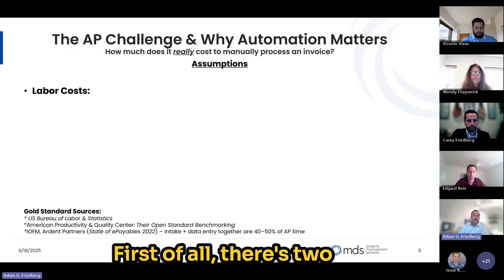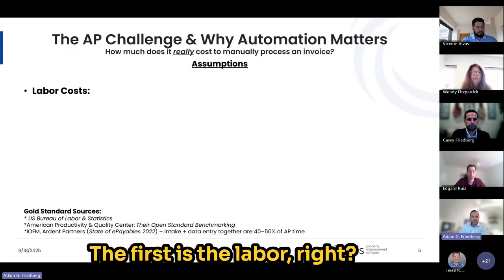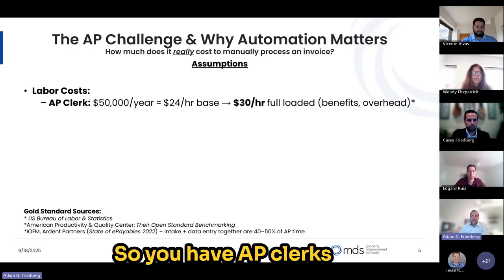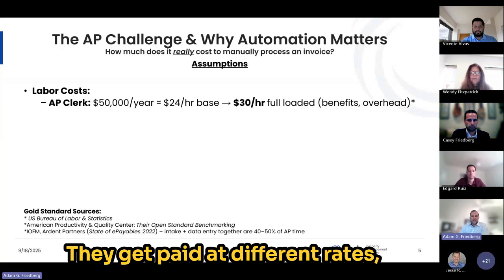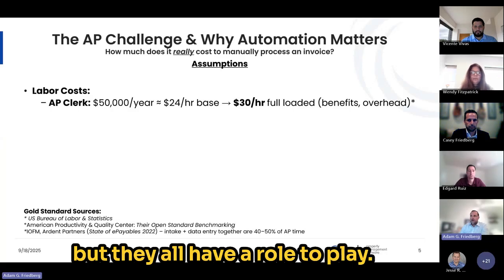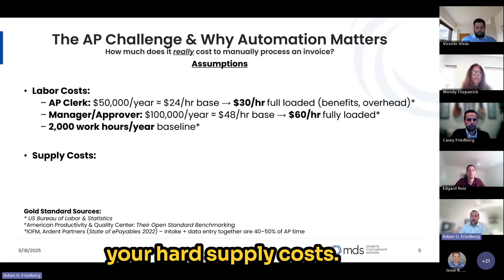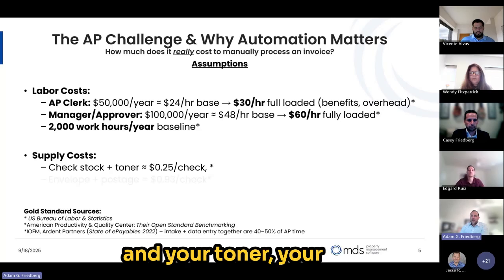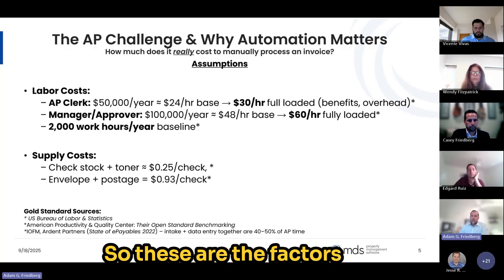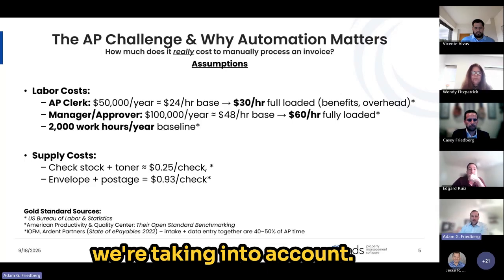First of all, there's two main components. The first is the labor, right? So you have AP clerks and you have managers. They get paid at different rates, but they all have a role to play. And there's also, of course, your hard supply costs. So what is that? That's your check stock and your toner, your envelope, and your postage. So these are the factors we're taking into account.